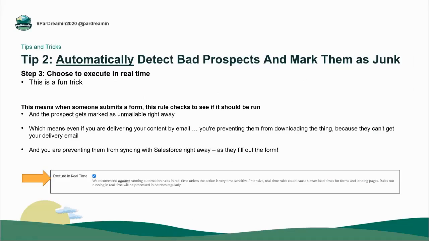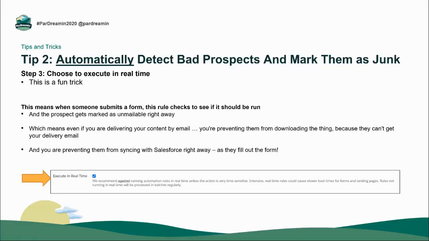So let's say you have a form set up to deliver your gated content. You're not giving them a button that says download here. You're preventing them from entering bad addresses, maybe you're trying to stop your competitors, something like that. You're delivering your content by email, so you send them an email from the form. This rule, marking them as unmailable, would actually fire before that email is sent.